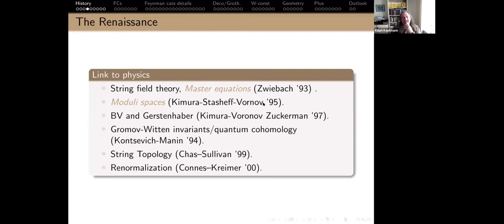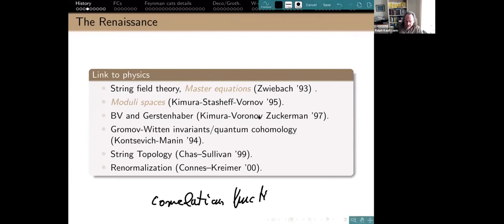I wasn't part of the Renaissance, but as far as I see it, one of the things that came in was these links to physics. Basically, the new thing was correlation functions. Functions, they're multilinear. And the OPEs, these are operatic. So that's how I see that.